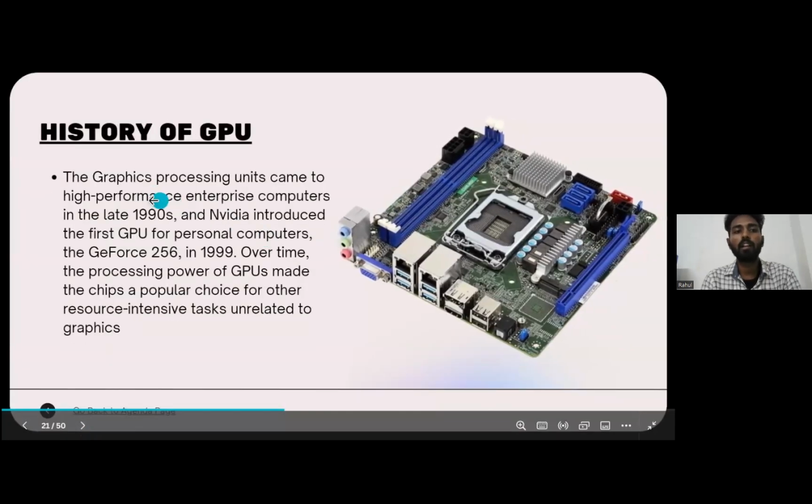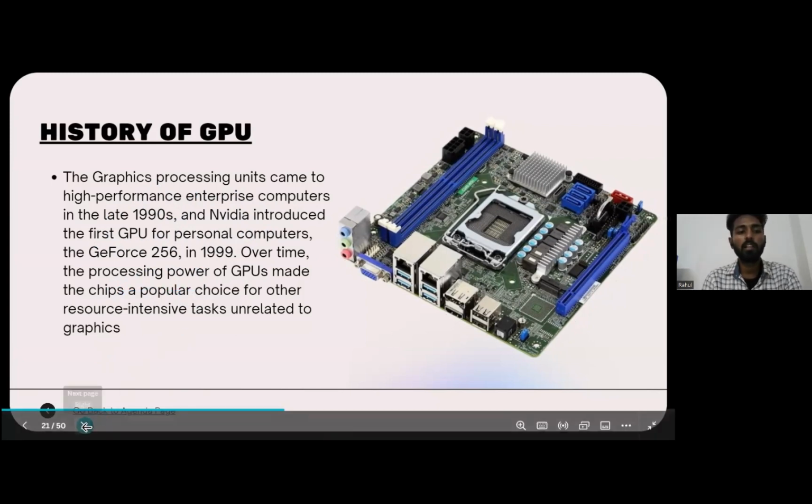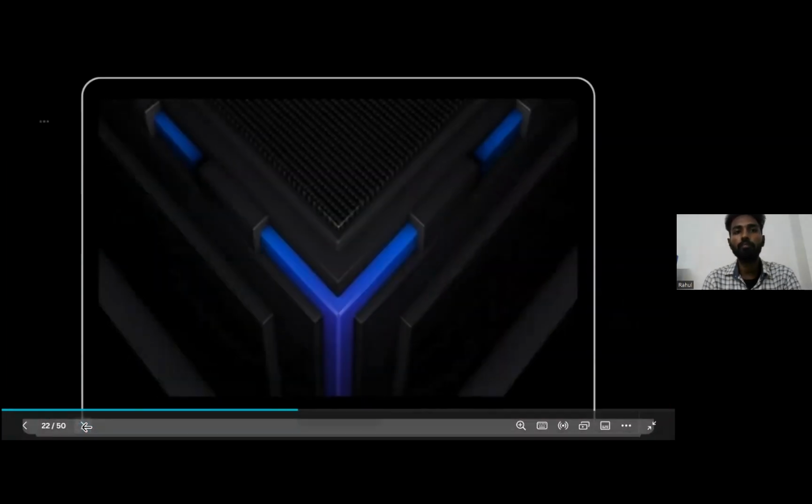Actually, the graphics processing unit came to high-performance enterprise computers in the late 1990s, and NVIDIA introduced the first GPU for personal computers, the GeForce 256, in 1999. Over time, the processing power of the GPU has made the chip a popular choice for other resource-intensive tasks unrelated to graphics. Let me move to the next slide, where we are going to see types of GPU.